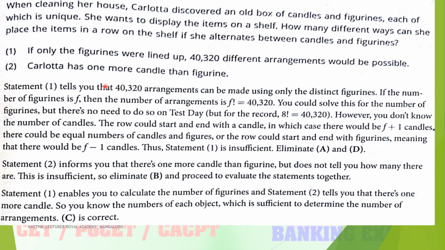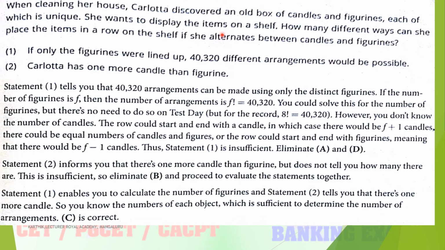Second statement: Carlotta has one more candle than figurine. So just a sentence is given, candle is one more. Just the candle information is given in the second statement. In the second statement, we don't know the candle number, and we don't know the figurine number. So from that also you can't determine the value. Why? Because we don't know the number.